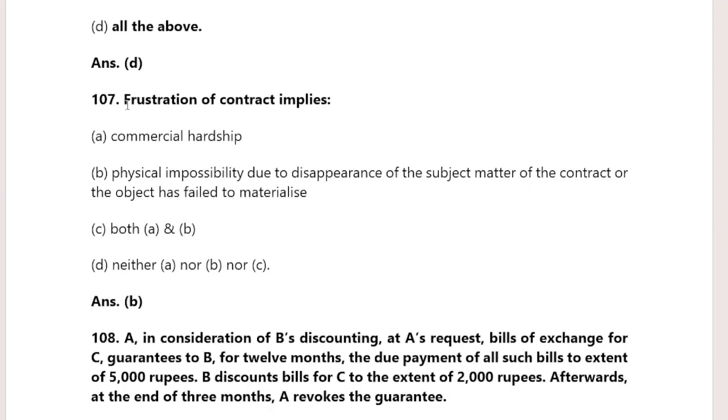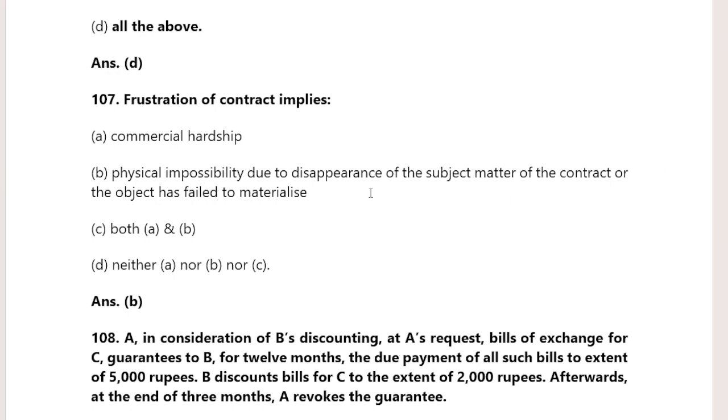And the next question is: frustration of a contract implies commercial hardship, physical impossibility due to the disappearance of the subject matter of the contract, or the object has failed to materialize. And option C, both A and B. Option D is neither A nor B nor C. Then the right answer is B, physical impossibility due to disappearance of the subject matter of the contract, or the object has failed to materialize.